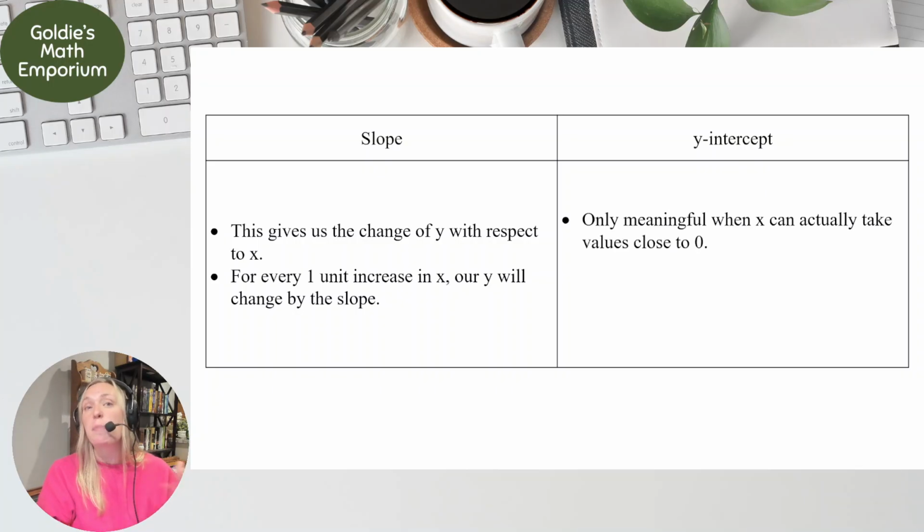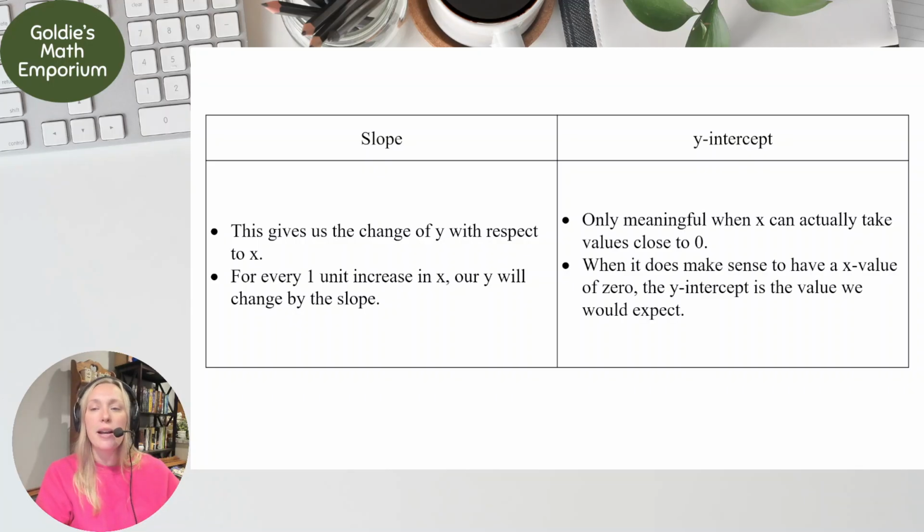Interpreting y-intercept is also biggish, right? I say biggish because you can interpret it, but it's actually only meaningful when x takes values close to 0. If x doesn't take values close to 0, the y-intercept interpretation really doesn't matter, okay? So know that the y-intercept represents the value of y when x is 0.